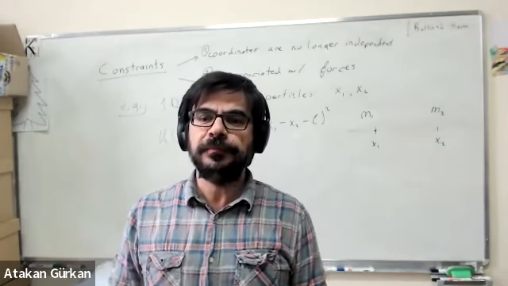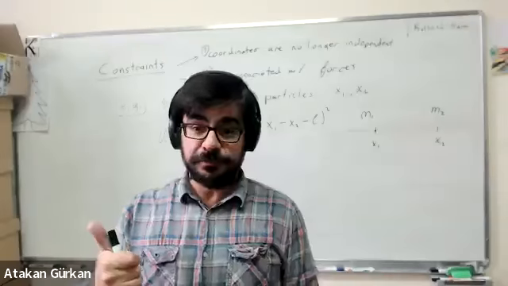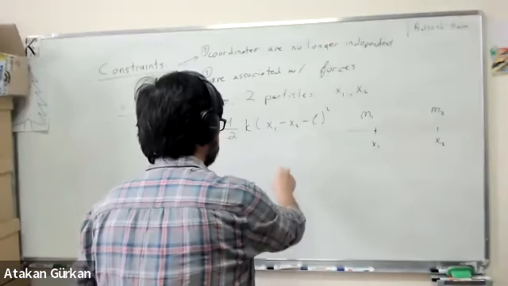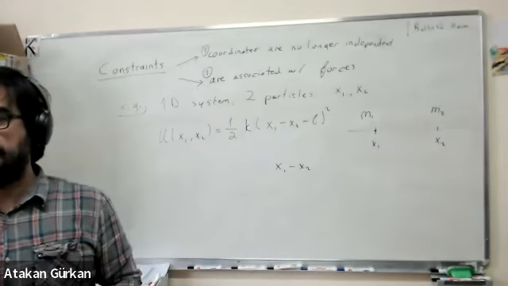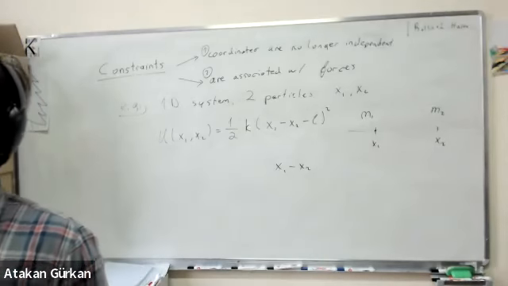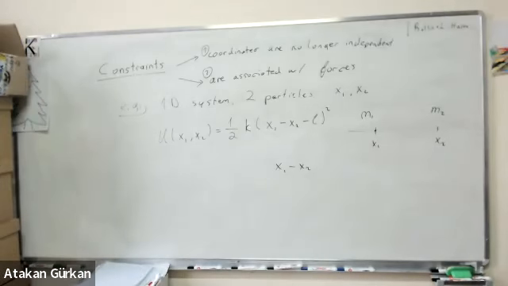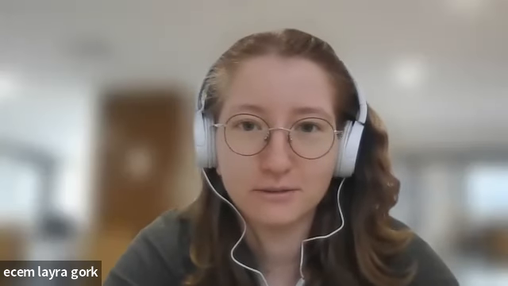But you need to divide the motion into two parts. The relative motion that has the coordinate this. And what's the other part of the motion? Ecem, do you remember? Did you see this in classical mechanics 1? I guess, Hocam, I couldn't remember it right now.